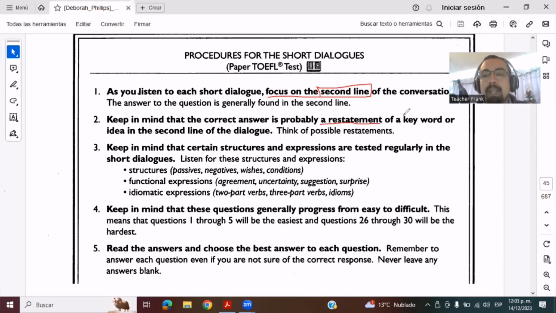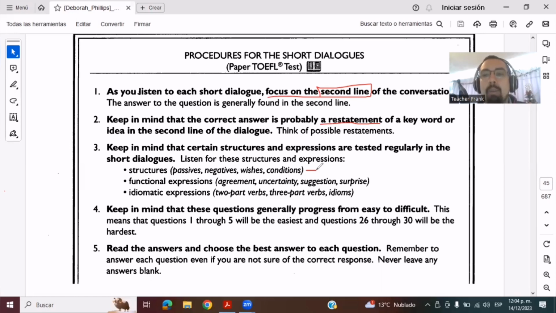A restatement means that it is the same, but with different words, right? They use synonyms. The meaning is the same, but there are different words being used. Okay, number 3, keep in mind that certain structures and expressions are tested regularly in the short dialogues. So structures such as passives, negatives, wishes, conditions. So you do need to know grammar.